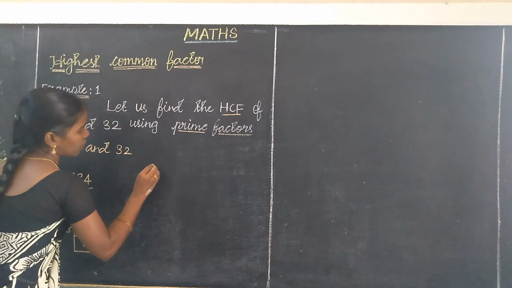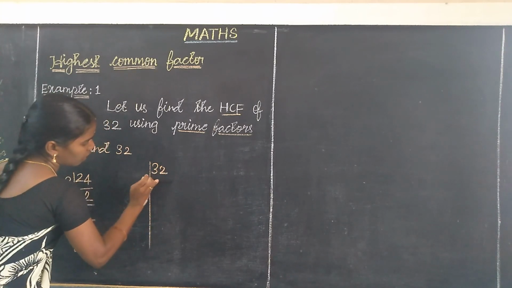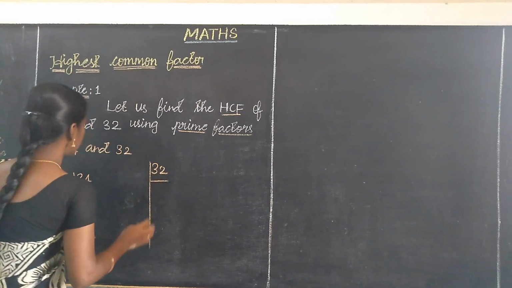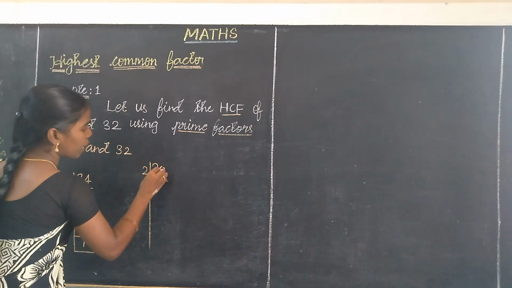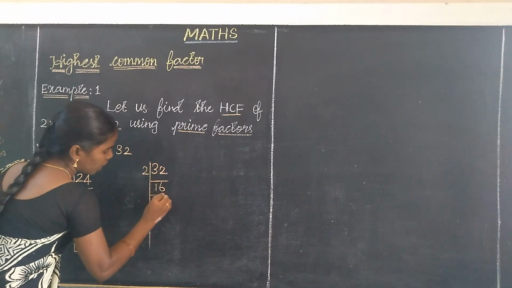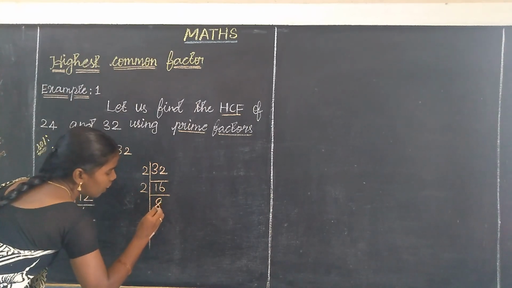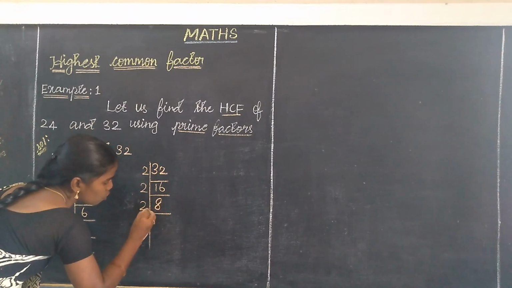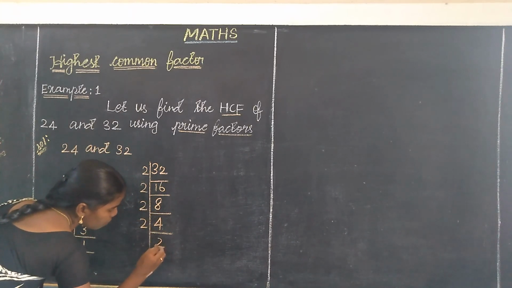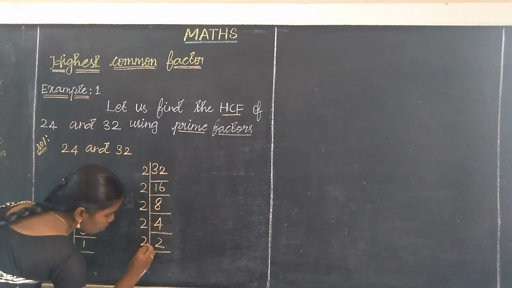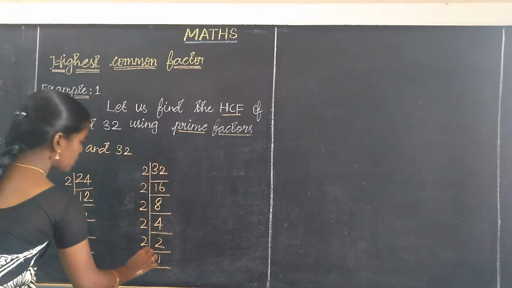And the next one, 32. The last digit is 2, so divisible by 2. How many times? 16 2s are 32. Again 2, 8 2s are 16. Again 2, 4 2s are 8, then 2 2s are 4, and again 2, 1 2 is 2. This is the prime factors method.